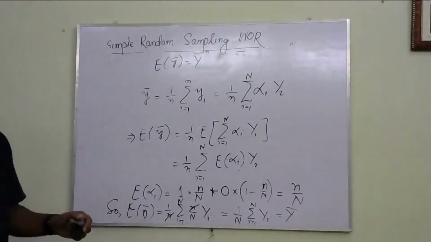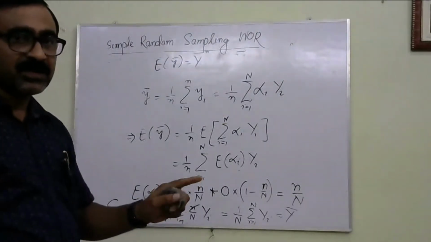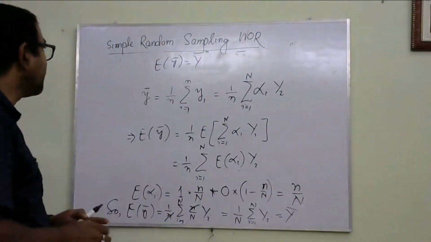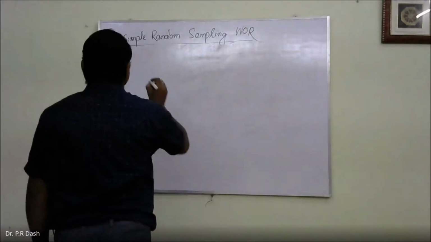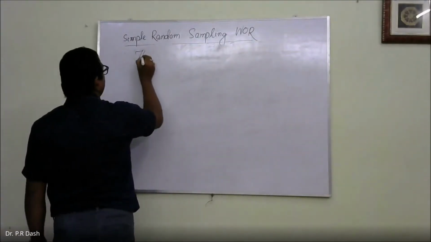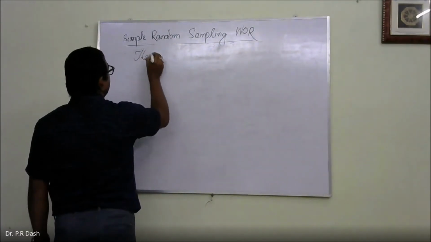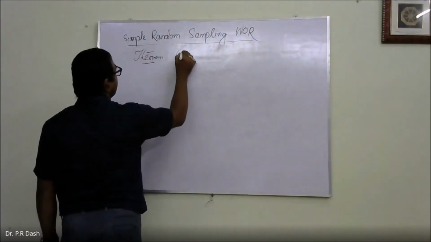Expectation of the sample mean is equal to the population mean. So the sample mean is an unbiased estimate of the population mean. Now we state this theorem. This is the variance of the sample mean.